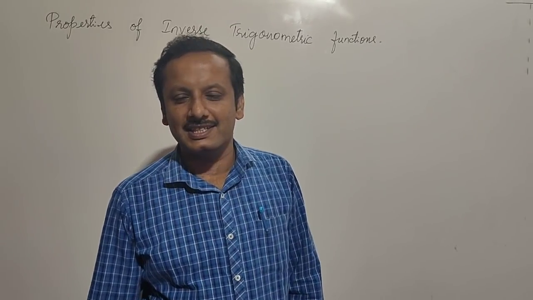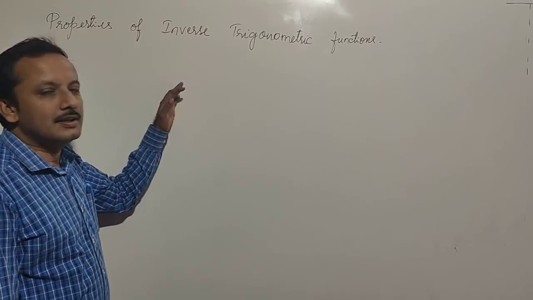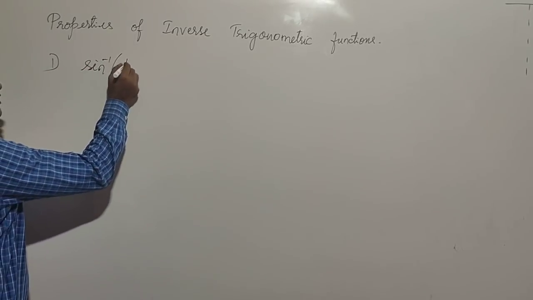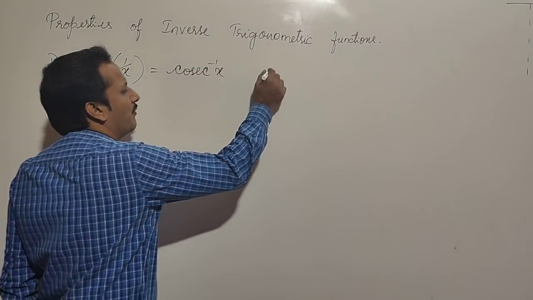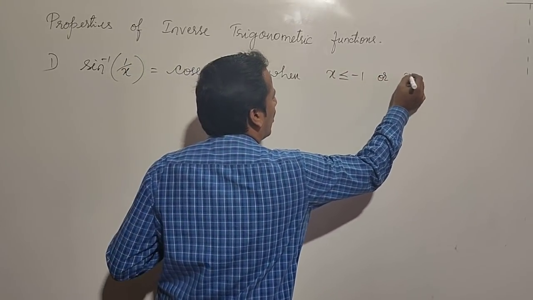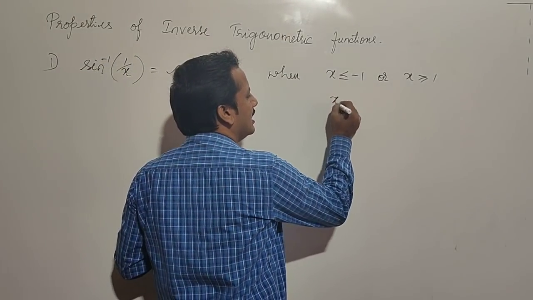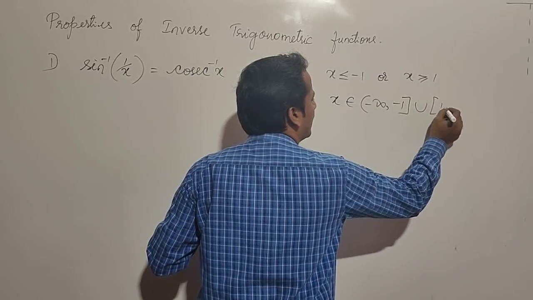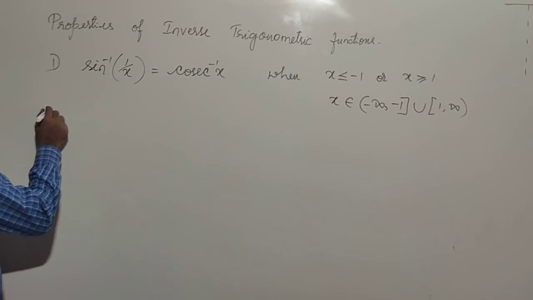Students, today let us discuss properties of inverse trigonometric functions. First property: sine inverse of 1 by x is equal to cosecant inverse x, when x is less than or equal to -1 or x is greater than or equal to 1. This can also be written as x belongs to (-infinity, -1] union [1, infinity). Okay, let me prove this result now.